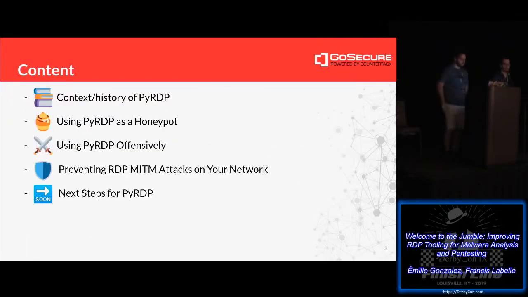So the content of the talk, we're first going to talk about the context and history behind PyRDP and why it came to life. We're then going to talk about the two main use cases of PyRDP. So first using it as an internet-facing honeypot and using it offensively in pentest engagements. We're then going to talk about how to prevent RDP man-in-the-middle attacks on your network, or at least mitigate them, and what could be the next steps for PyRDP in the future.